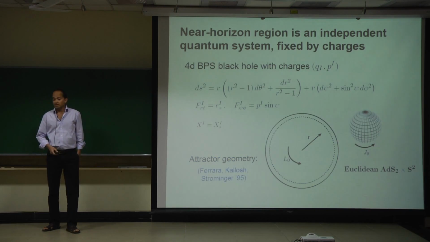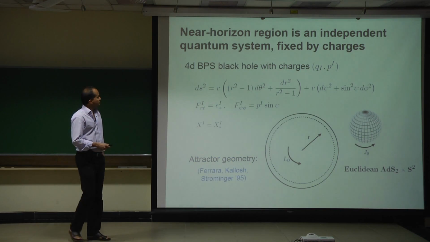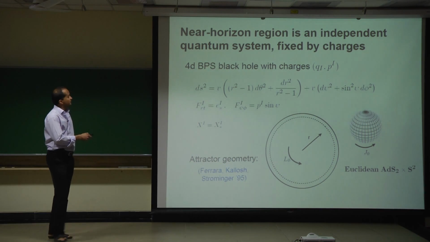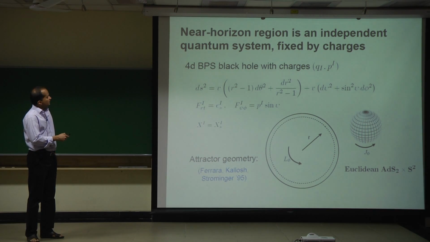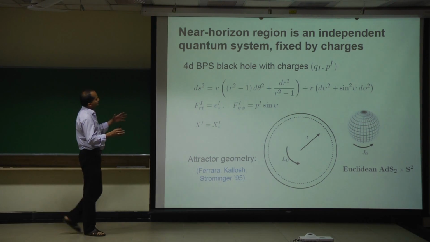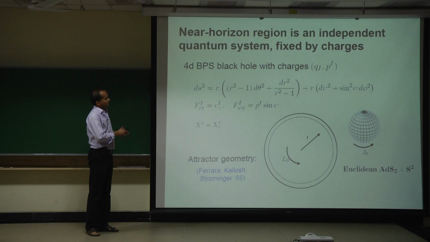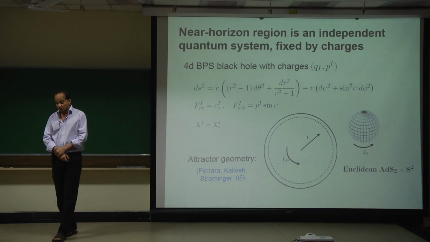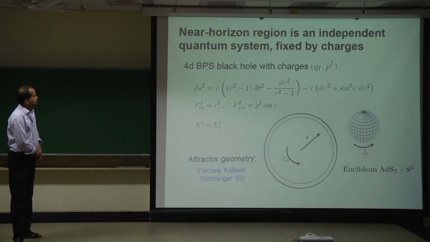Now the story begins. The starting point is really the near horizon of the black hole. If you have a supersymmetric black hole, then in fact the near horizon region is by itself a fully supersymmetric solution of the supergravity.